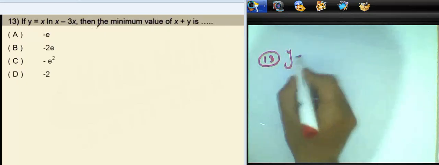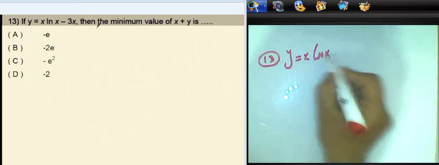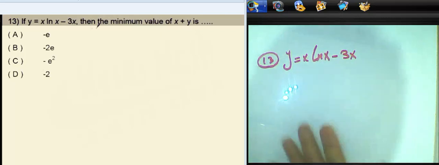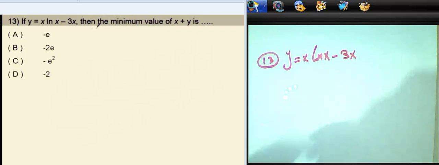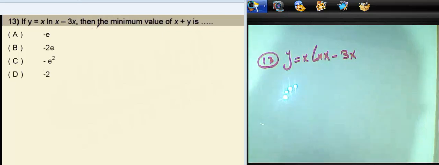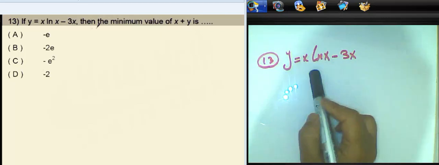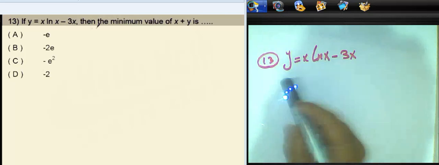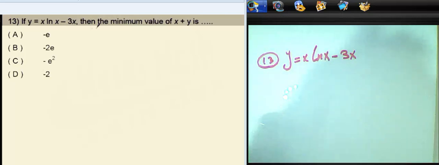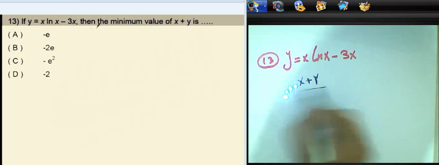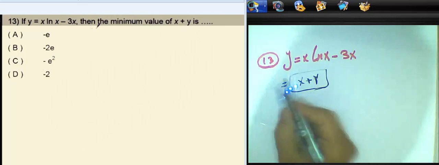He gives us y equals x multiplied by ln x subtract 3x, then the minimum value of x plus y equals what? He asked about the minimum value. You must find the derivative of the function and then put the derivative equal to 0 to find the minimum value of x plus y. He asked about this function, so put this function equal to L.